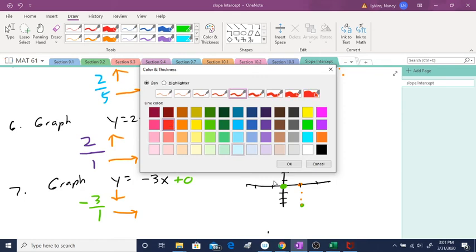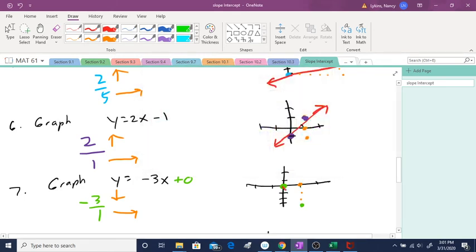Now just connect the dots. And notice from left to right it goes downward. And it's because of the negative 3.